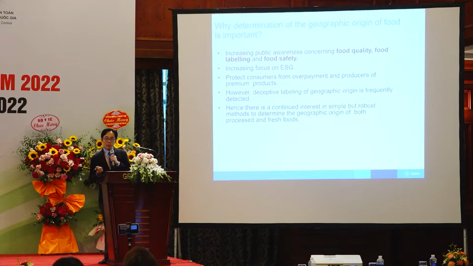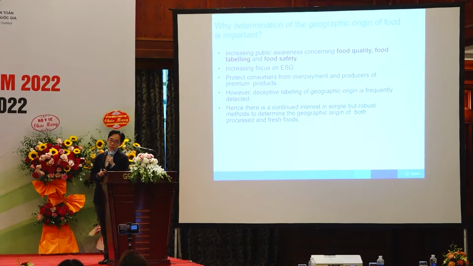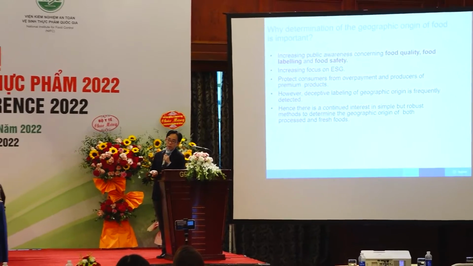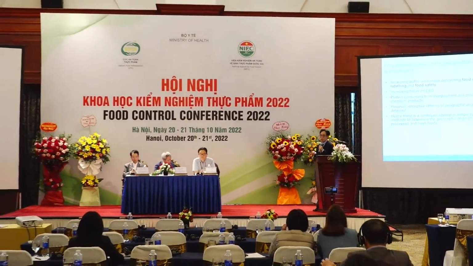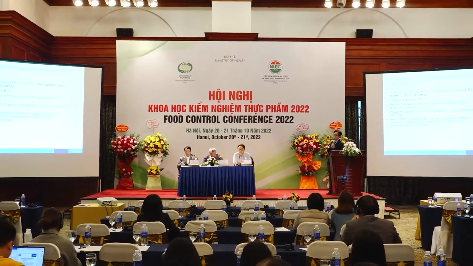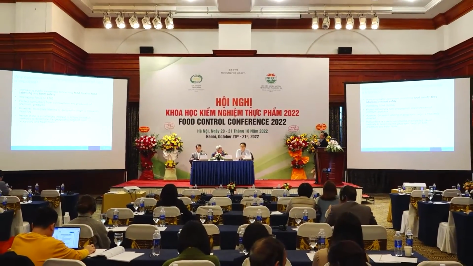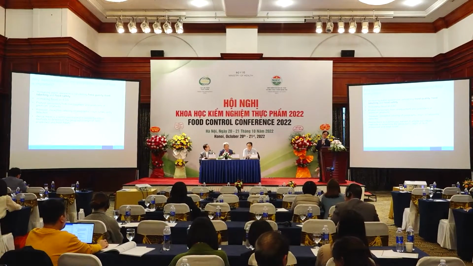Next, we will look at how we can use elemental analysis to determine the geographical origin of food. That means which country certain food may come from, for example. Why are people interested in knowing where food comes from? Because it can tell a lot of information.